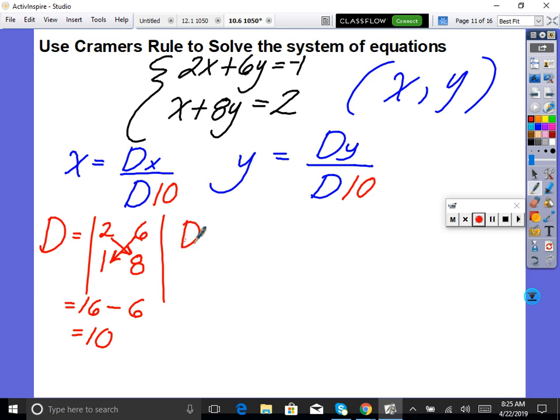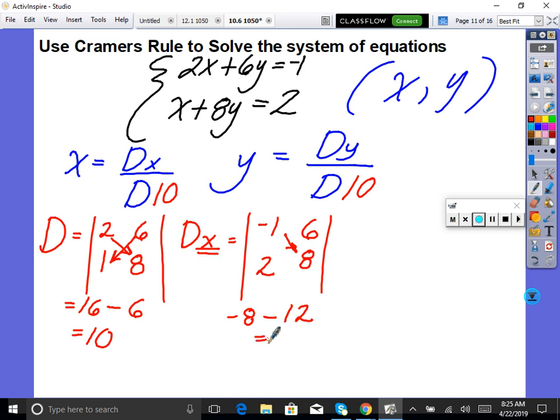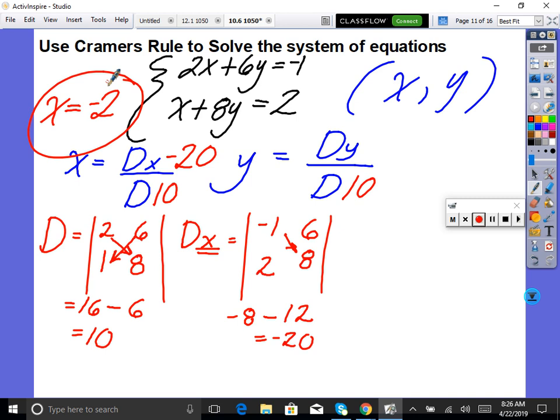Now Dx, let's hurry and calculate that. That means find the determinant if you replace x with what's equal to. So then we're going to cross out these and replace them with -1 and 2. So we have -1 and 2, and then we still have 6 and 8. So we'll hurry and find that determinant. We have -8 minus 12. So we get -20, don't we? So now we can go, Dx was -20. -20 divided by 10 is -2. So x equals -2. So not too shabby. It actually is easier than doing even reduced row echelon form with this one, I'd say.